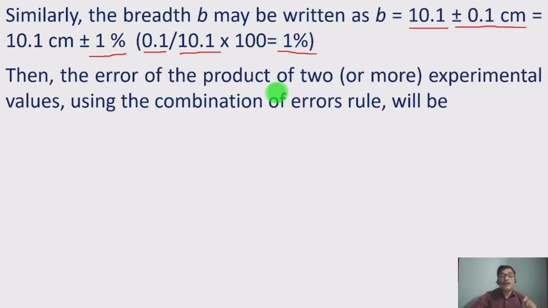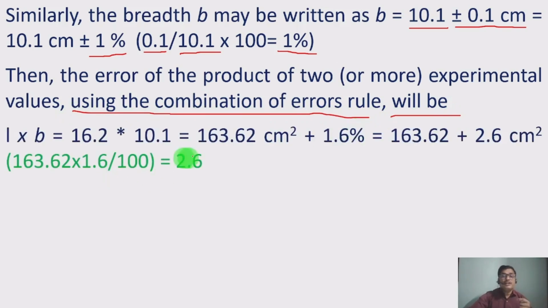Then the error of the product of two or more experimental values. If you take the product of two or more experimental values, using the combination of errors rule, here we are going to take the product of the length and the breadth. L into B can be given as 16.2 multiplied with 10.1, that will give 163.62 centimeter square, plus the error, where the combination of errors is taken.